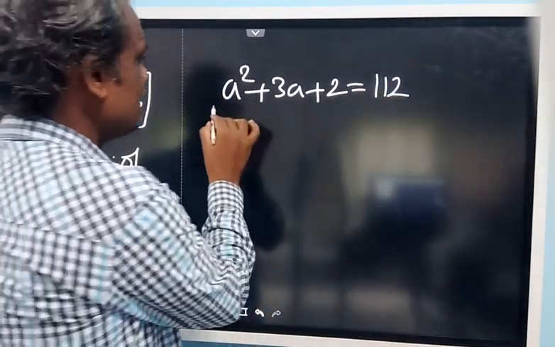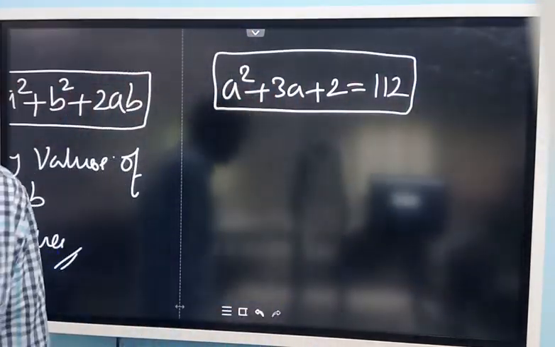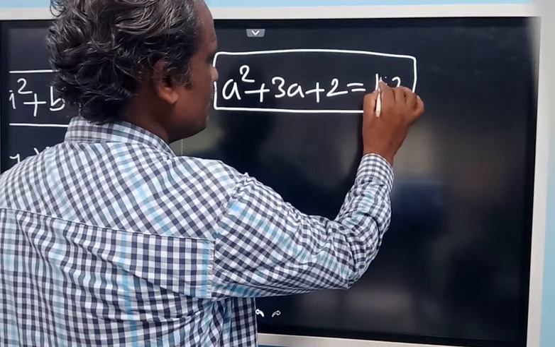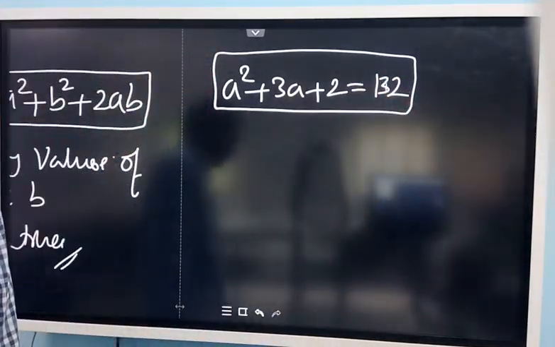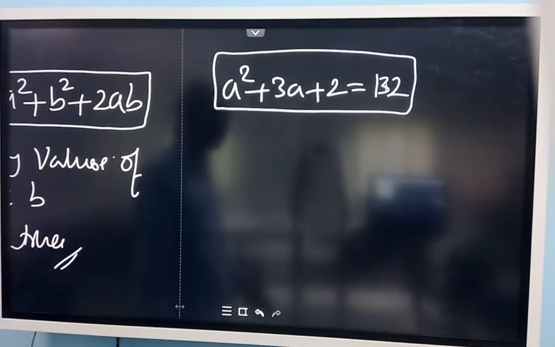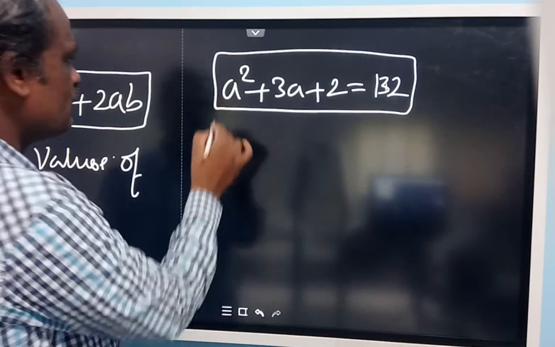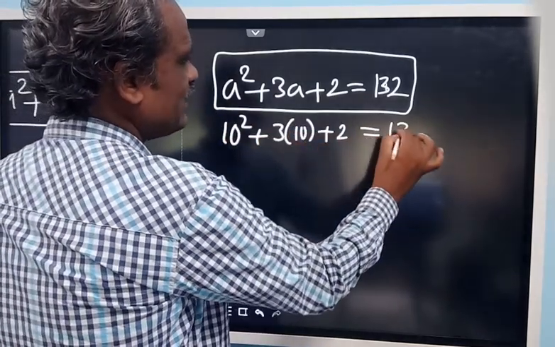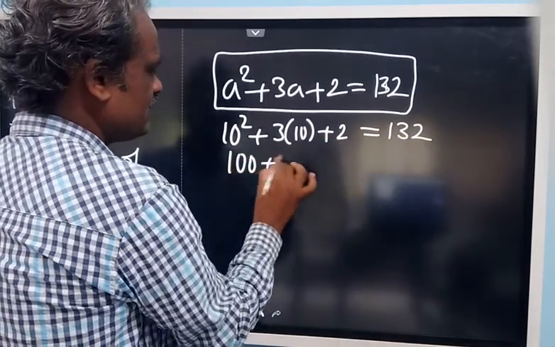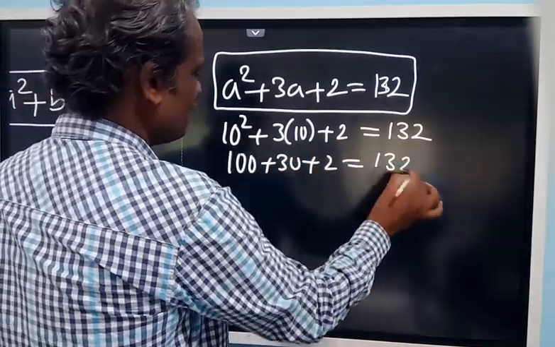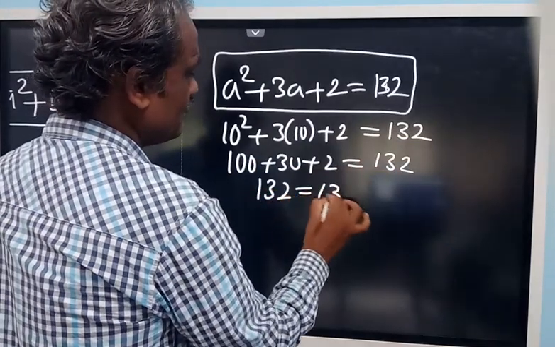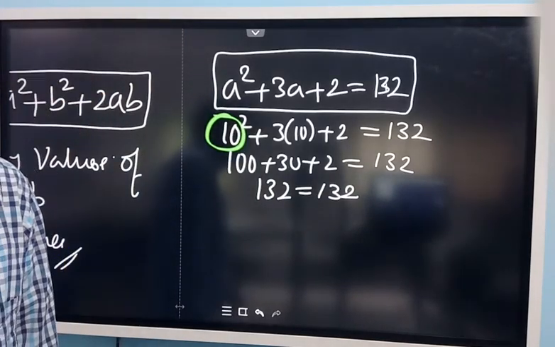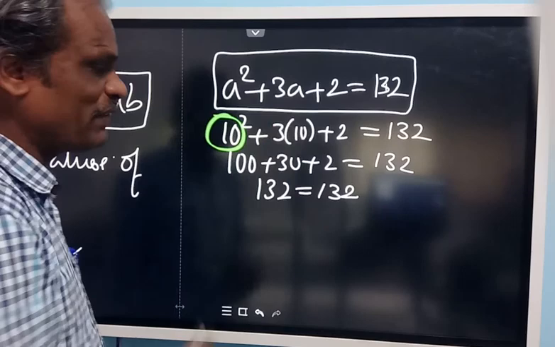It is true only for some particular value of a, and it cannot be true for every value. Okay, 132 I take. It is true for some value of a, not for all. So if I substitute 10, what happens? 10 square plus 3 into 10 plus 2. Let us see whether it is equal to 132 or not. 100 plus 30 plus 2 is 132. So 132 is equal to 132. So it is true only for 10, or you can take another value, say a negative value, to satisfy one more value.